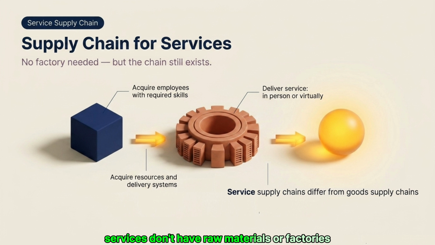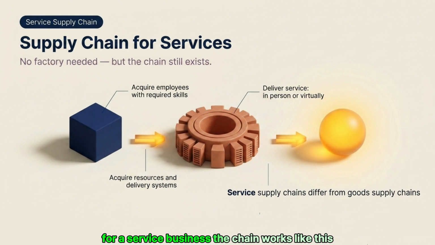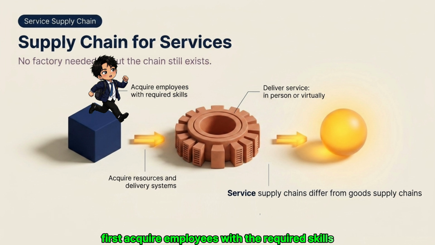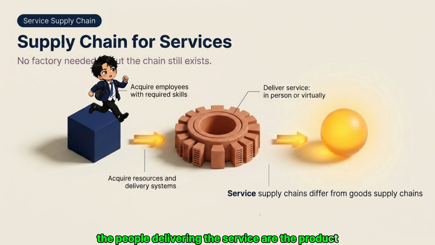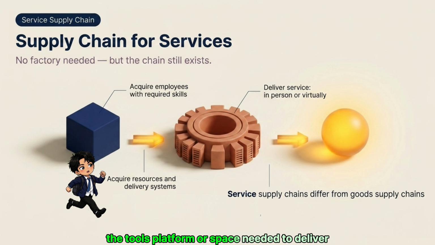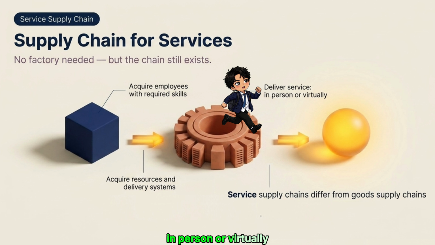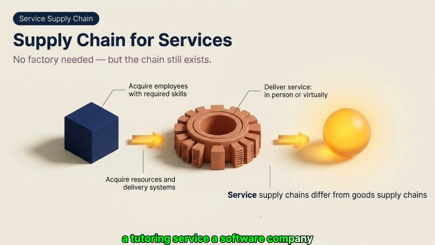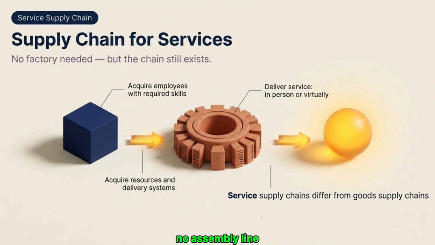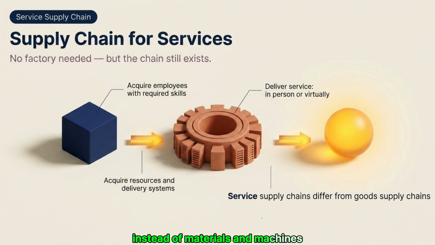Services don't have raw materials or factories, but they still have a supply chain. For a service business, the chain works like this. First, acquire employees with the required skills. The people delivering the service are the product. Second, acquire resources and delivery systems, the tools, platform, or space needed to deliver. Third, deliver the service to the customer, in person or virtually. A tutoring service, a software company, a consulting firm. A hospital, no factory, no warehouse, no assembly line. But every one of them has a supply chain, just built from people and systems instead of materials and machines.